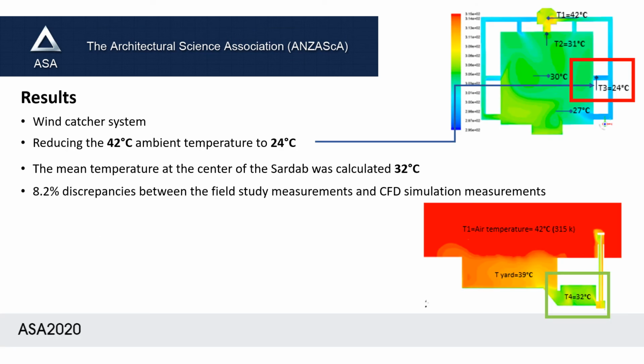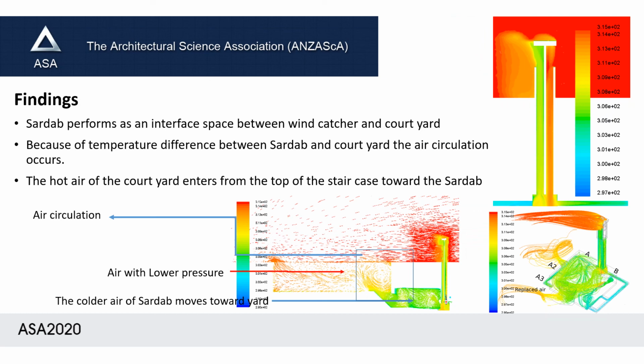The system has a clear effect on the entering ambient air temperature. It reduces the air temperature from 42 centigrade to 24 centigrade while passing through the air ducts. We have an air temperature of 31 centigrade at the opening, which directly connects the wind catcher to the Sardab space. And also, the temperature at the center of the Sardab was calculated as 32 centigrade. This study was conducted to analyze the hydrodynamic behavior of the case wind catcher system and its effects on the mean temperature of the Sardab.